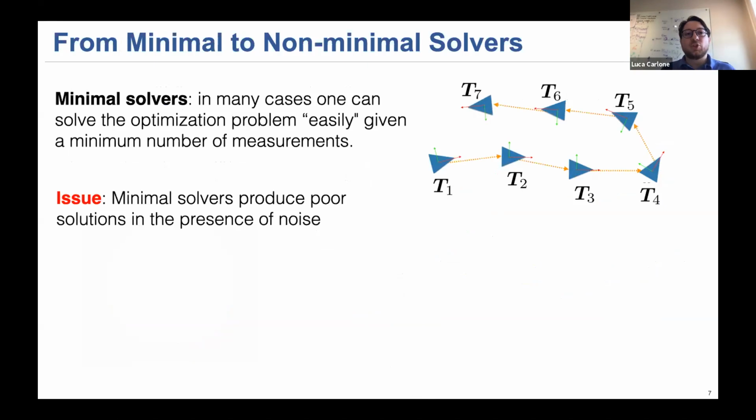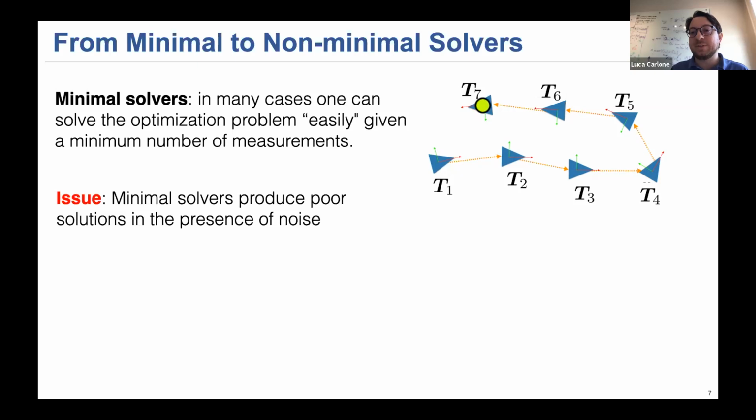One thing that is worth mentioning is that in many of the problems that we're going to discuss, including SLAM, it's possible to design a minimal solver. A minimal solver is a solver which takes just a subset of the measurements and tries to estimate the quantities you care about, in this case the poses, starting just from this subset of measurements. So in many cases, one can solve the optimization problem easily, given a minimum number of measurements. And that is definitely true for SLAM.